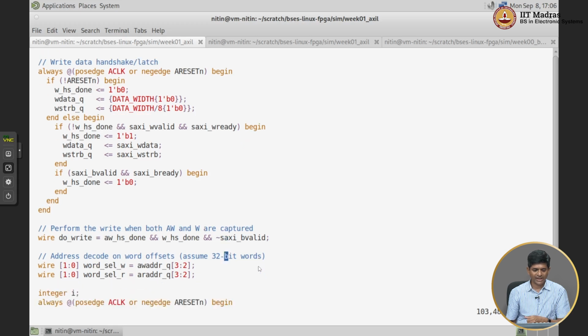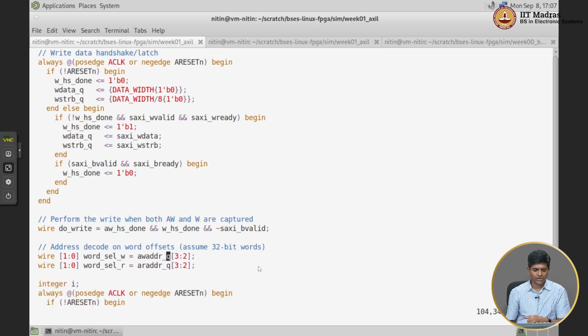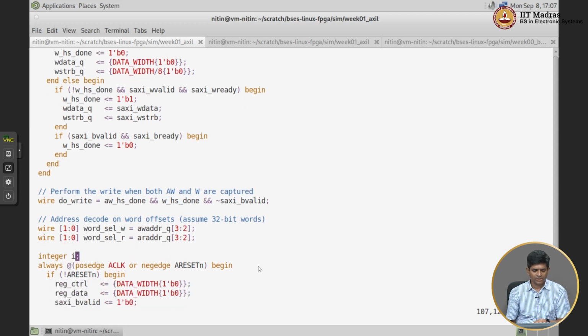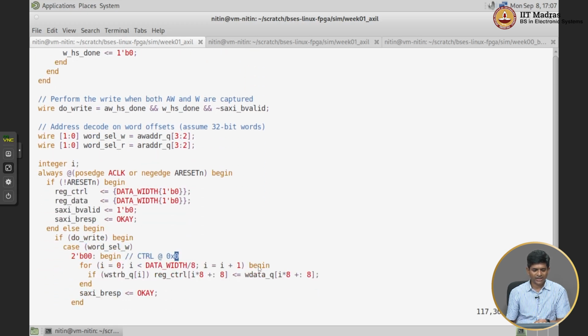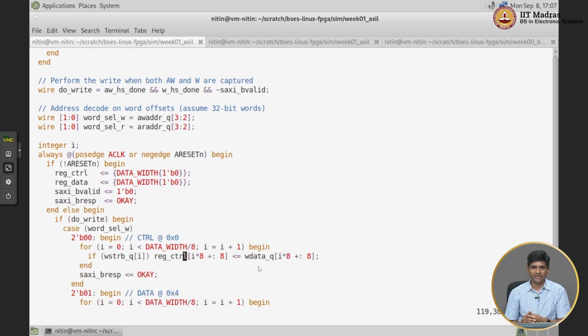I also have this thing which allows me to look only at the address 3:2. It is a 4-bit address, 3 up to 0, but I want to take 32-bit words, which means 4 bytes. So I am dropping the bottom 2 bits completely. Now with all of that in place, let me look at how the writing actually happens into the register.